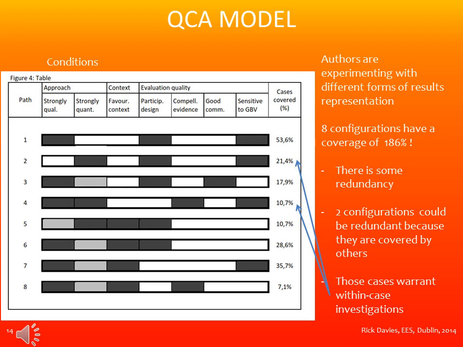The interesting point about this result is that the 8 configurations have a coverage of 186% of the cases. In other words, there's quite a lot of redundancy. Some of these configurations predict or explain the same cases. In fact, there are 2 which I pointed out which could be removed from the model altogether because they are covered by the other configurations. But whether they're the right ones to remove is an open question.